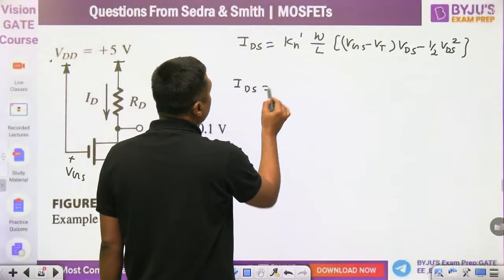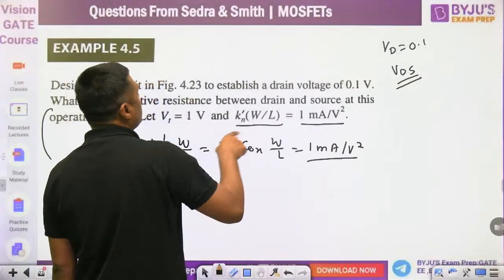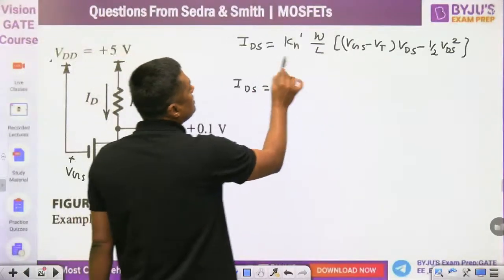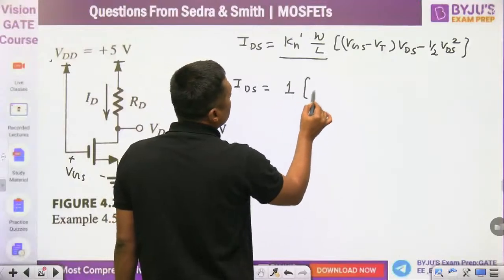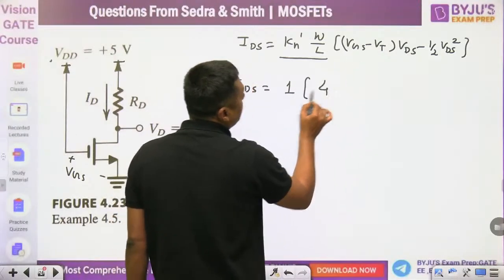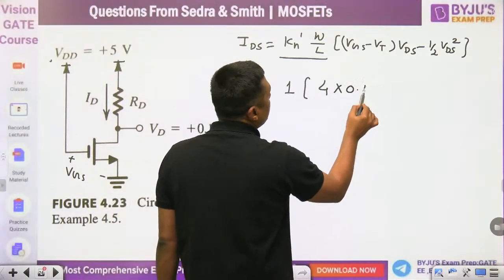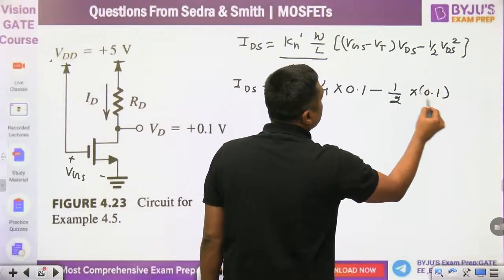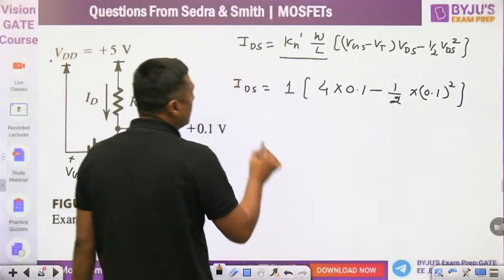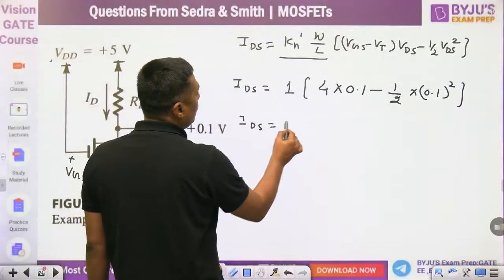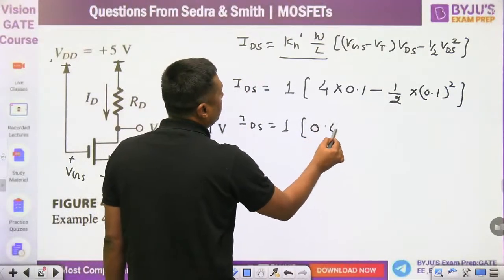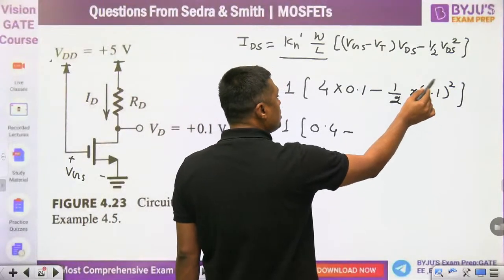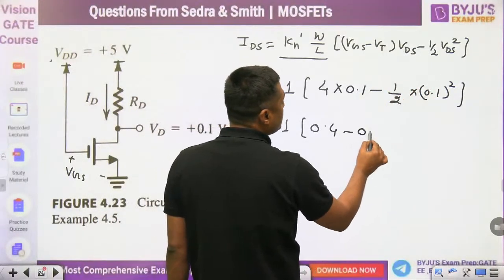IDS is equal to K and S. What is the K and S? It is given as mu and COX W by L, 1 milliampere per volt square. What is the VGS minus VT? Already we have calculated 4. This is given as 0.1, 0.1 square. That's why this has become very, very small. You can say IDS is equal to 1. This will become 0.4 minus 0.1, 0.01 divided by 2, 0.005.